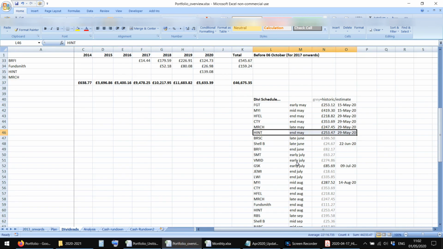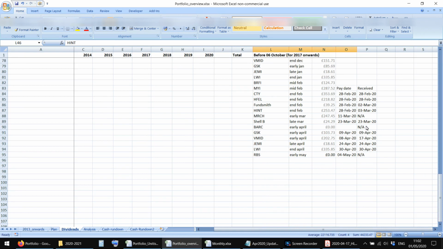And in terms of dividends that I actually got paid in the time period, well, as you can see, Barclays dividend got cancelled. I mentioned that last year. So GSK on the 9th, the FTSE 250 tracker paid that 200 odd quid on the 17th, 18 quid from JP Morgan Emerging Markets Income, something like that. I'll probably get the name wrong. And Lowland paid yesterday 335 quid.